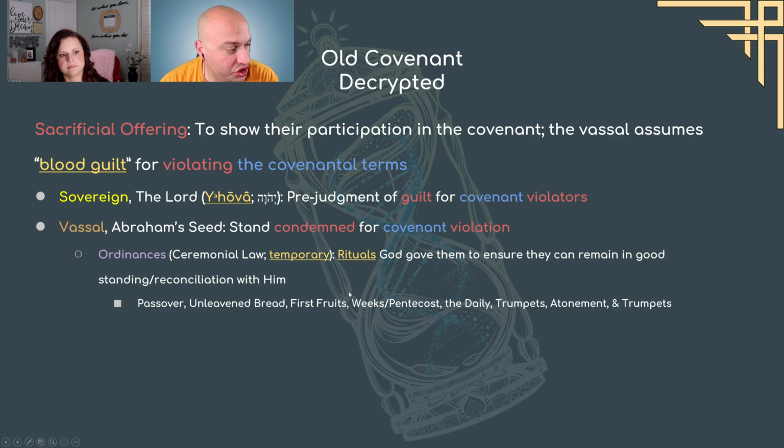So these are the rituals that God gave them to ensure that they can remain in good standing and reconciliation with him. He knew that they would eventually screw up. That's why he brought in a process where they can reconcile with God. But his intent wasn't that you need to keep these sacrifices all the time. He's like, I want you to not have to do these sacrifices. And by that, I mean, stop sinning.